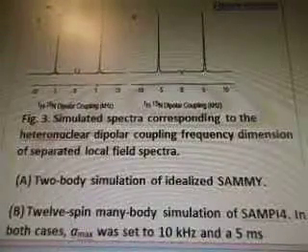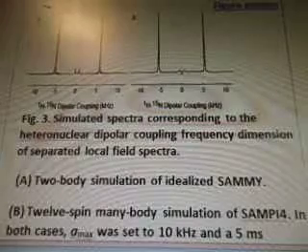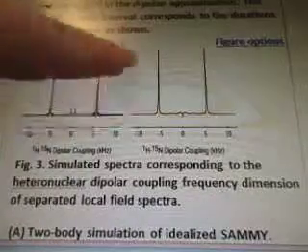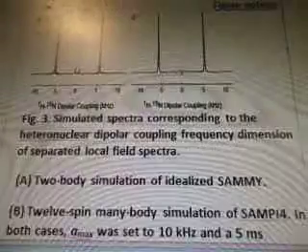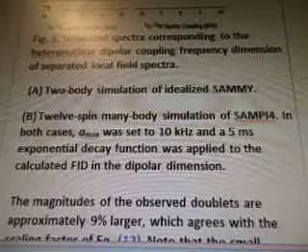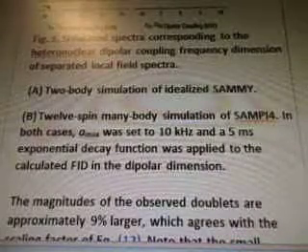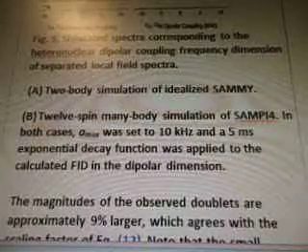Okay. A. So this is the A. On this side, 2-body simulation of idealized SAMMY. B is this one here, this one with the down signal. 12-spin many-body simulation of SAMP4, or SAMP14. I don't know if it's a 14. I can't tell if that's a 14. It's bugging me. I don't know what it is.